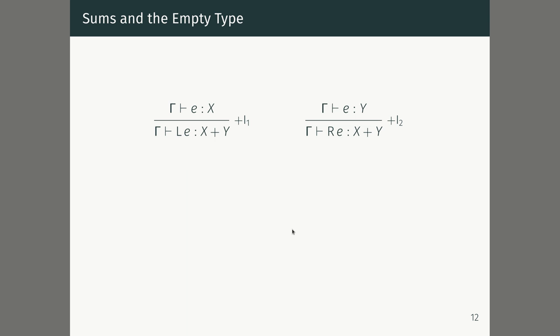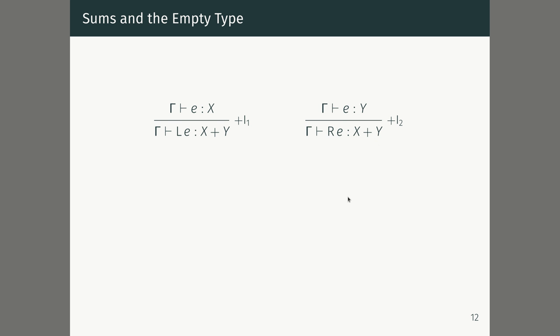Okay. And now let's look a little bit at data structures. So these are like some types in OCaml. If you have an expression e of type X, you can tag it with the constructor L to get something of type X plus Y. And if e has the type Y, then you can tag it with the right data constructor R to get something of the type X plus Y.